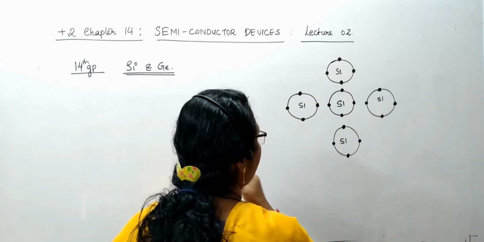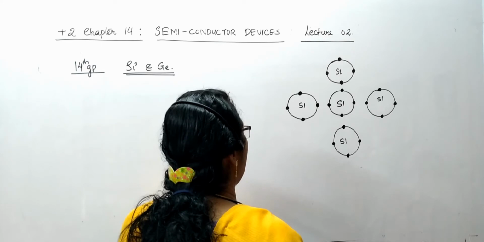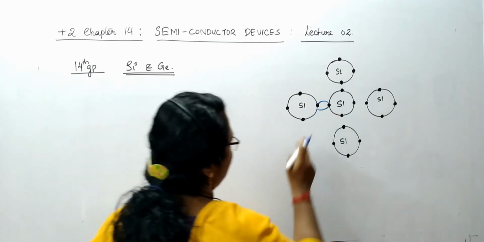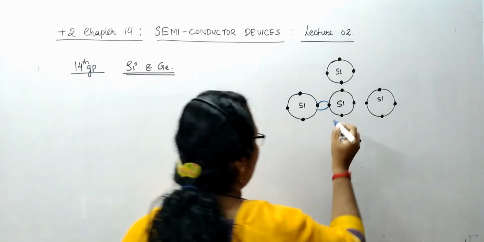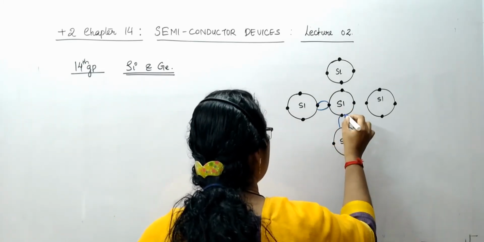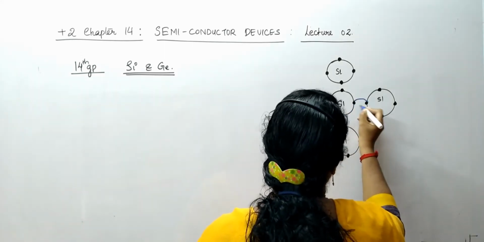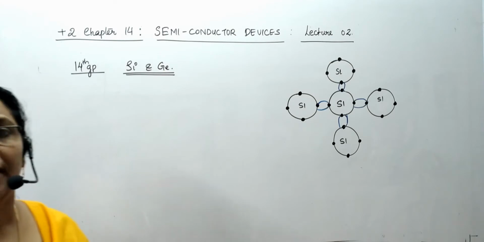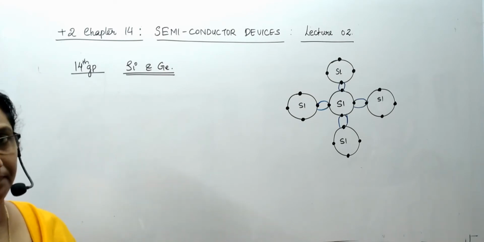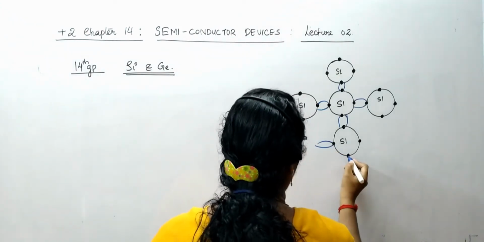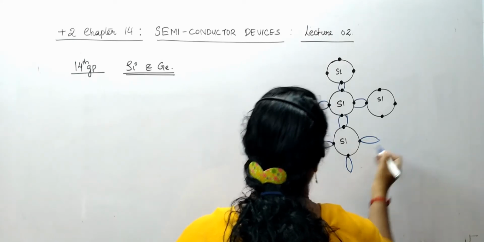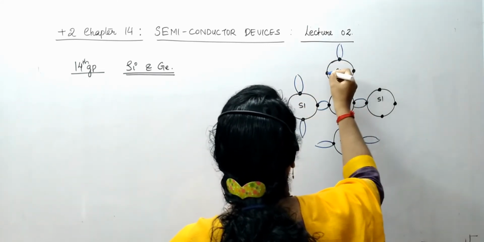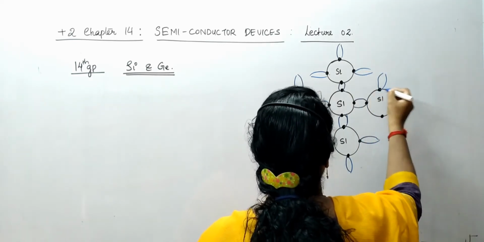The valence electrons of each silicon atom make covalent bonds with the neighboring silicon atoms like this. These two silicon atoms form a covalent bond by mutual sharing. These two also form a covalent bond by mutual sharing, and so do these, and here also. Clear? Like this, every atom forms covalent bonds with its neighboring atoms. All of them are covalently bonded with the neighboring atoms.